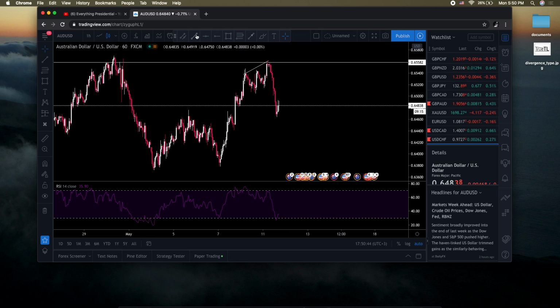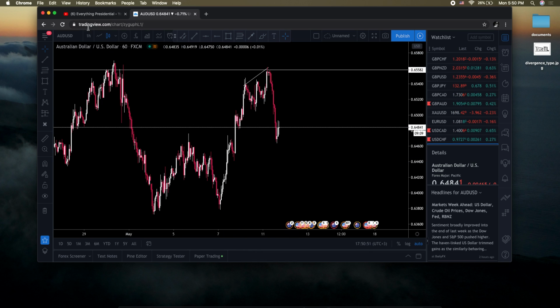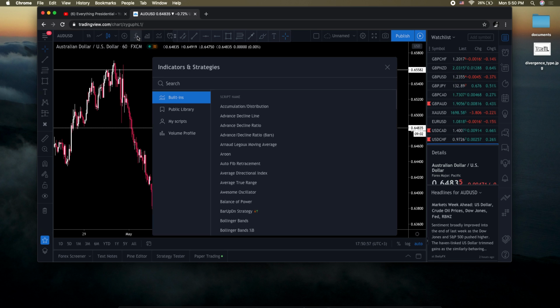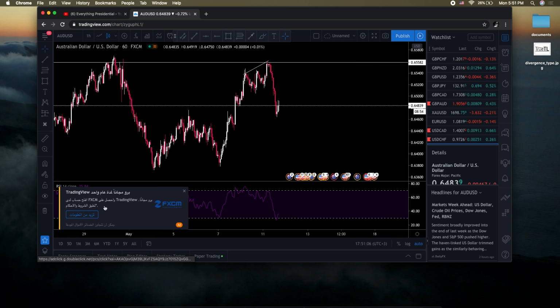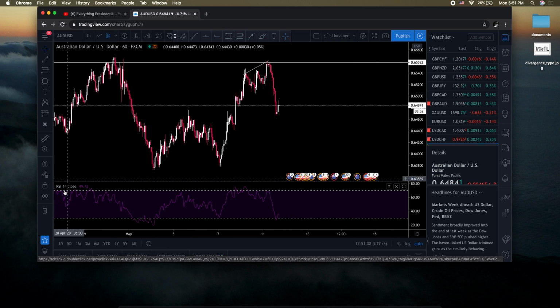But if you look at the indicator, which I have at the bottom, by the way, let me teach you how to add this indicator on this website, tradingview.com. You go to this one, which says indicators and strategies. Click on that, and in the search, if you type in RSI, you can add the relative strength index from here. By default the period is going to be 14, so don't worry about that. You can see over here, 14.